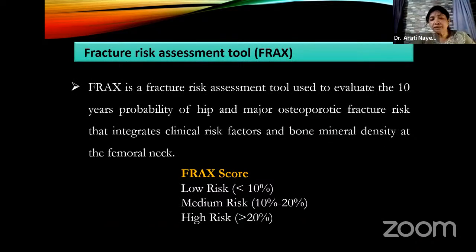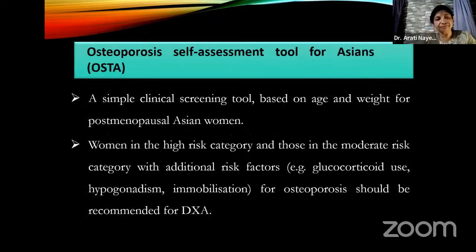What is FRAX? That is the fracture risk assessment tool. FRAX is used to evaluate the 10 year probability of hip and major osteoporotic fracture risk, and it integrates clinical risk factors and bone mineral density at the femoral neck. When the FRAX score is less than 10%, it is low risk. When it is 10 to 20%, it is medium risk. And when it is more than 20%, it is high risk.